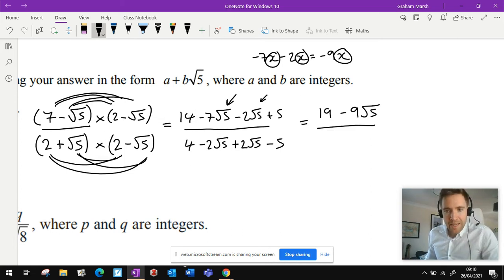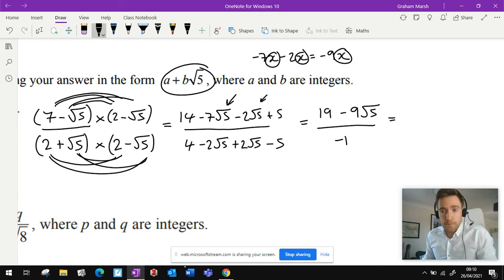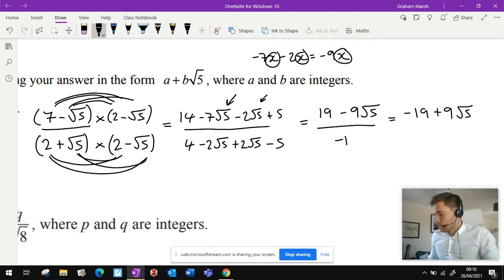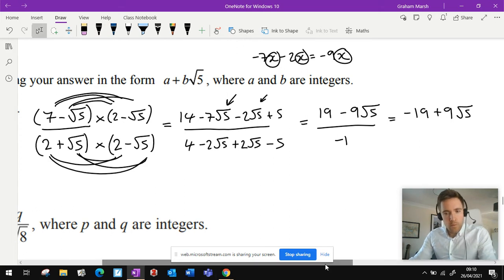On the bottom, we're going to get negative 1. And as we said, it's going to cancel out the two surds there, so that's it. Let me write that in the middle. It's not quite in this form yet, but nearly. We've got to divide both the terms by negative 1. So it's just going to change their sign. So we're going to get negative 19 plus 9 root 5. And that's what we want. We want to figure it out in this form here, which we have done. So A would be negative 19 and B would be 9. So that is our answer for that one.